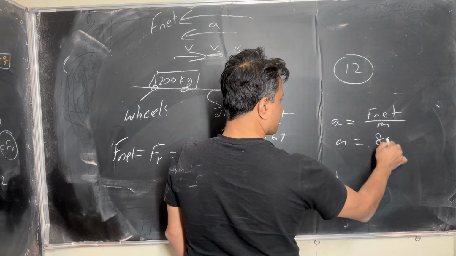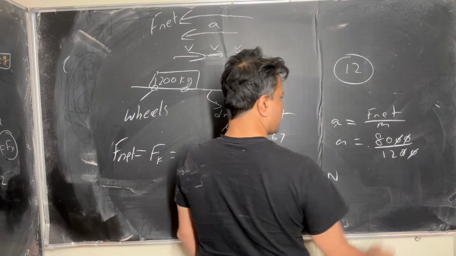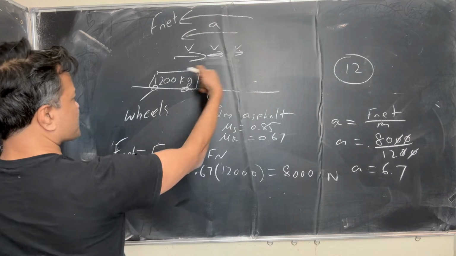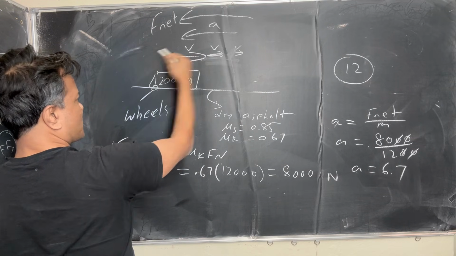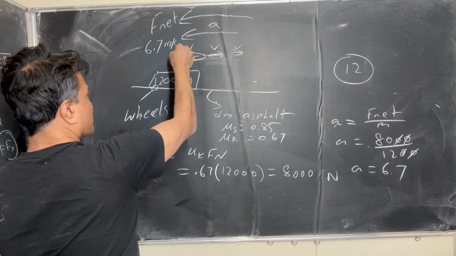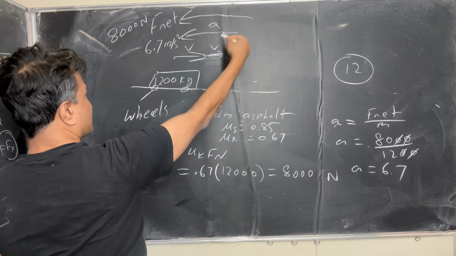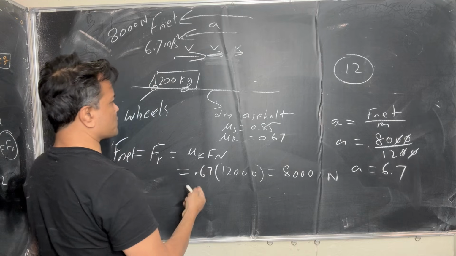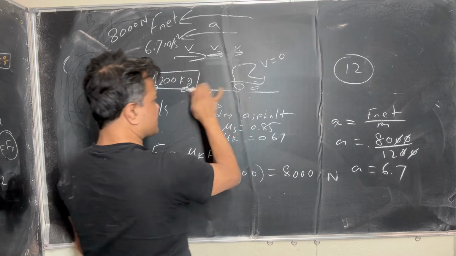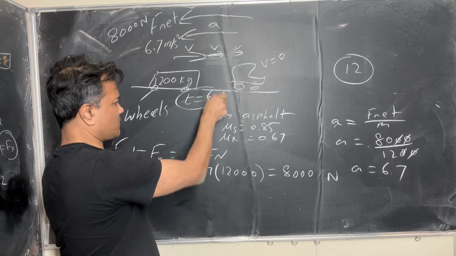So F net is 8,000 over m, which is 1200. The zeros cancel, so this is 6.7. In what direction? 6.7 in this direction. Negative? I'm not going to write negative because it's already pointed this direction, meter per second square. Net force is also in this direction. Velocity is in this direction, acceleration is in this direction, net force is in this direction. So this car will have velocity 0 over here. This car will stop. Next time I will probably ask how long it takes for this car to stop.